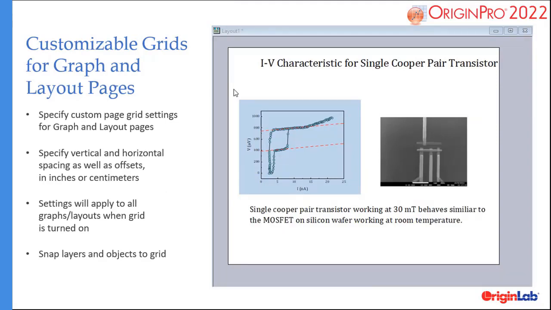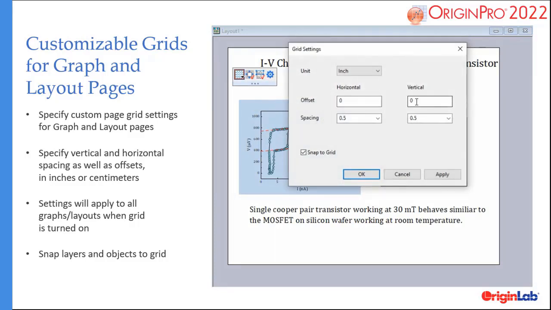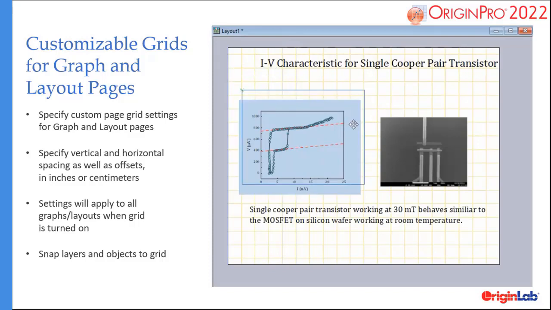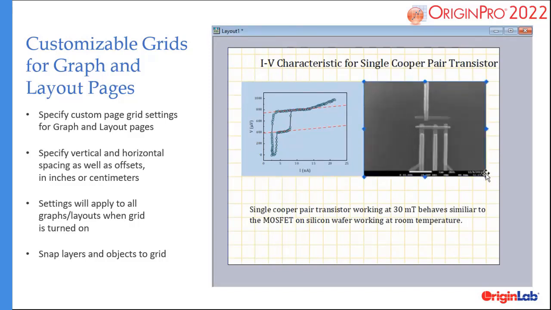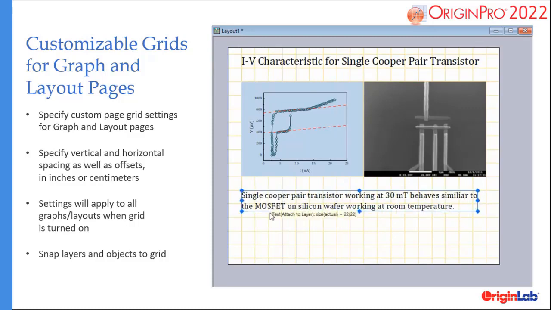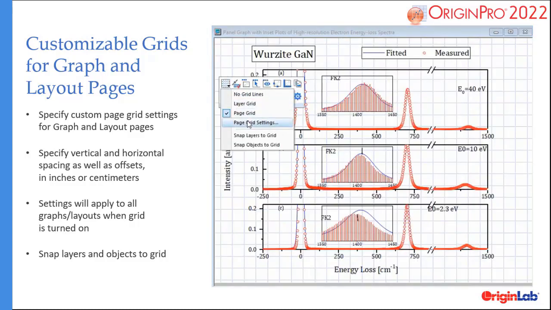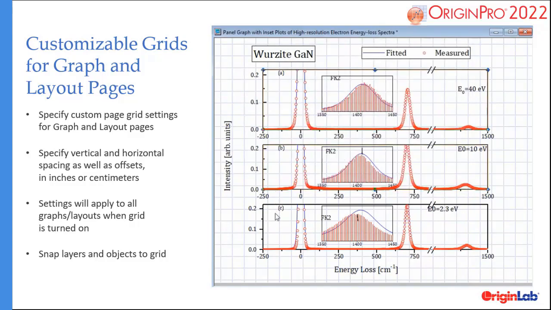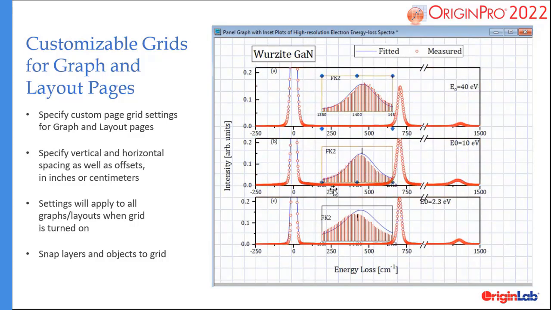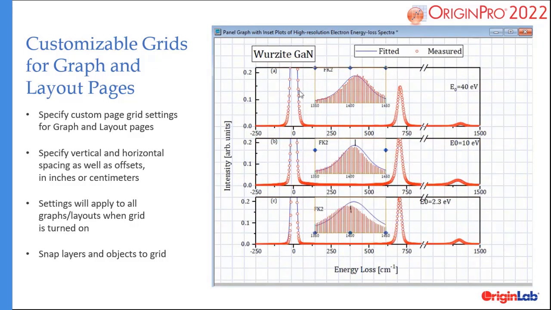In this feature, you can specify vertical and horizontal grid spacing and offset in inches and centimeters for graph and layout pages. For example, you can set the grid spacing to 0.5 inches and offset to 0.25 inches, which is where the grid starts. Check the Snap to Grid checkbox, and when you move objects now, they will snap to grid. The graph window can have different grid settings from layout. And you can select multiple layers to snap them to grid together. The same applies for snapping text objects and legends.